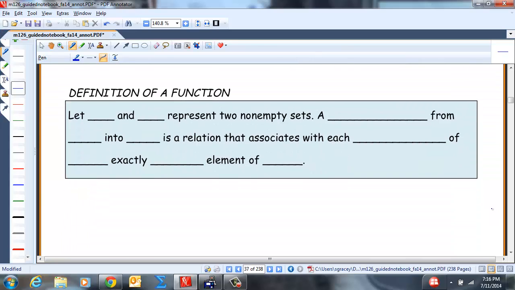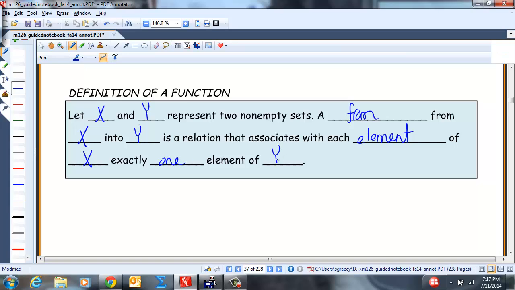So let's go into defining a function. Capital X and capital Y represent two non-empty sets. So something is in the set. Don't be too freaked out by non-empty. A function from X into Y is a relation that associates with each element of X exactly one element of Y.